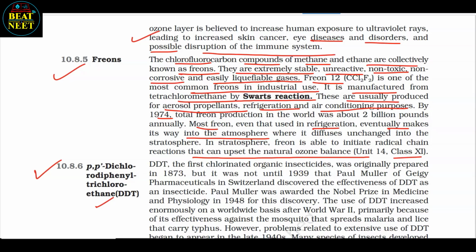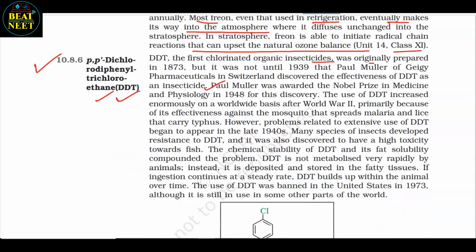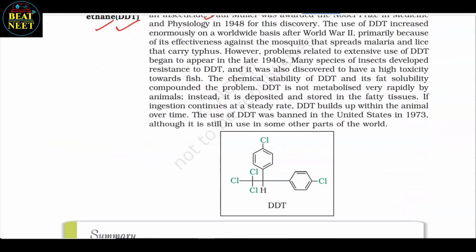10.8.6 DDT. DDT, the first chlorinated organic insecticide, was originally prepared in 1873, but it was not until 1939 that Paul Muller of Geigy Pharmaceuticals in Switzerland discovered the effectiveness of DDT as an insecticide. Paul Muller was awarded the Nobel Prize in Medicine and Physiology in 1948 for the discovery. The use of DDT increased enormously on a worldwide basis after World War II, primarily because of its effectiveness against the mosquito that spreads malaria and lice that carry typhus.